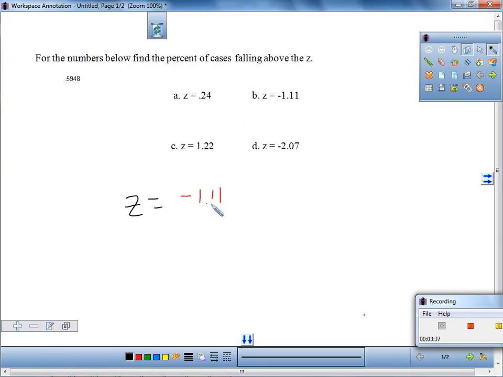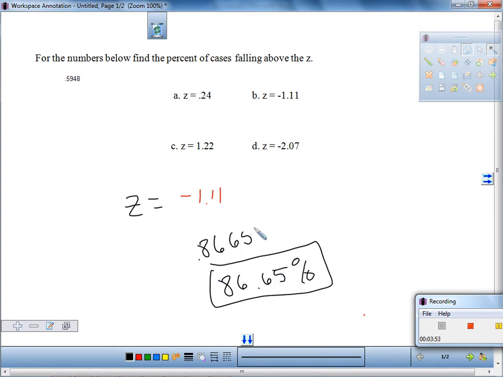If we're going to write that as a percentage, we just move the decimal two places over and get 86.65%. So the process here, again, if we're looking above, we subtract from 1, because 1 represents the entire area, and the tabled value represents the area below it. So if we take the difference, it gives us the value above it.